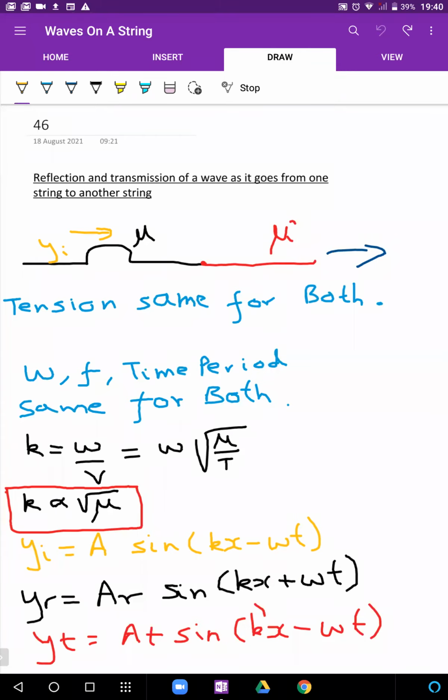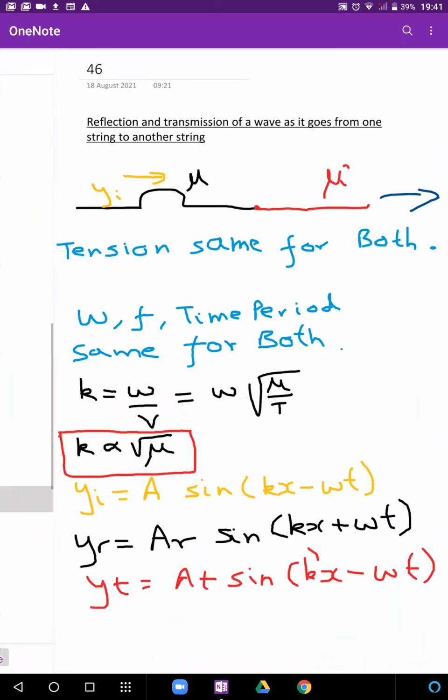I just said k is inverse, k is 2 pi by lambda, right? So lambda is inversely proportional to root mu. So a heavier string will have smaller lambda, and a lighter string will have bigger lambda. You don't need to remember that. You can work that out. If k is proportional to root mu, you can work that out. Okay.